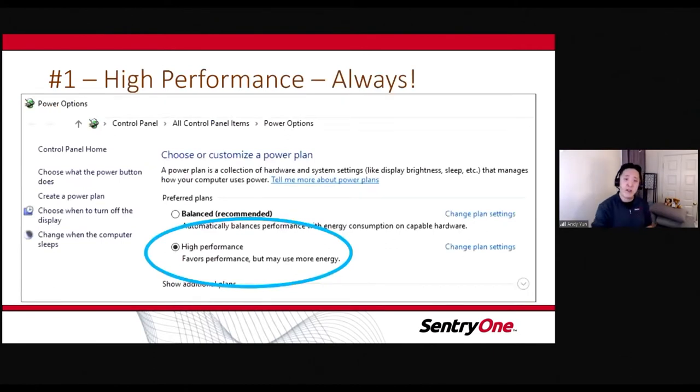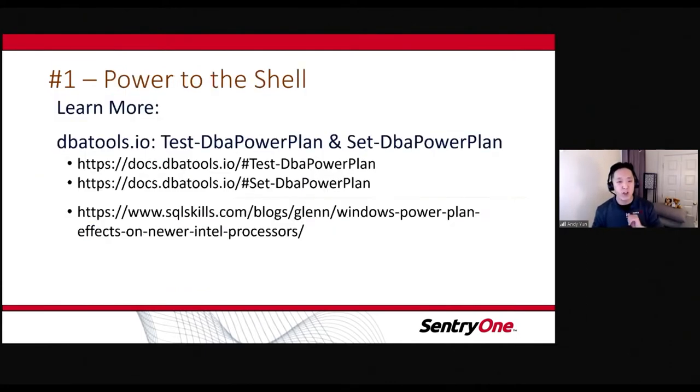So this is an easy thing to check out on your different SQL servers. All you have to do is hop over to the control panel, power options, and just make sure that high performance is checked. But again, this is one of those things that I often find is overlooked on a lot of servers, or maybe you're in an environment that spins up VMs and tears down VMs on a regular basis. Are you sure that your VM templates have this particular setting put into place? It's one of those simple things, but it's one that's often overlooked.